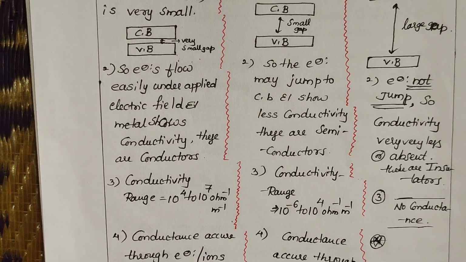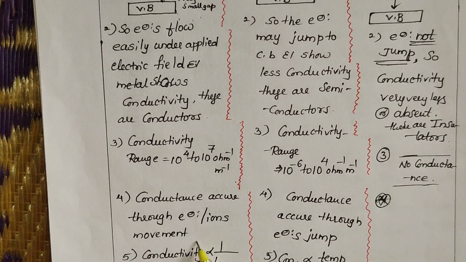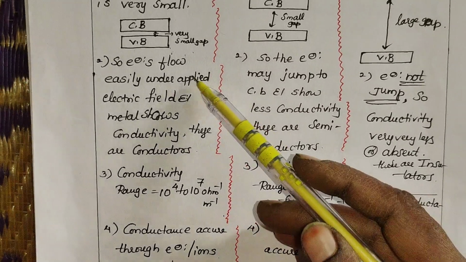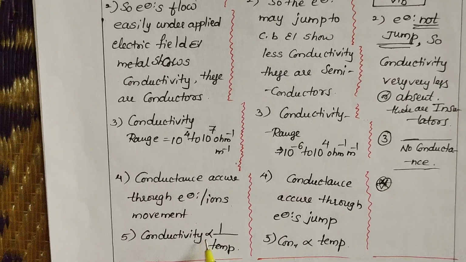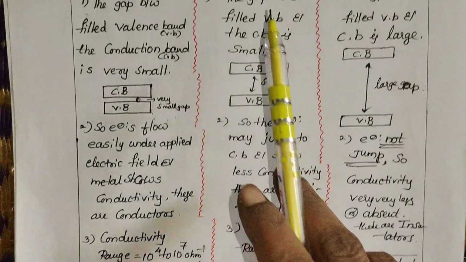Conductance occurs through electrons and ions, and they easily move and easily flow. Why? Because the distance is very less, right? So conductivity is related with temperature in the inverse direction, inversely proportionally. Next, semiconductor.